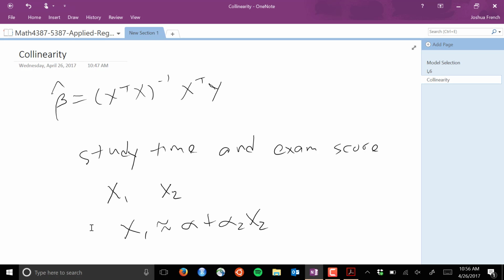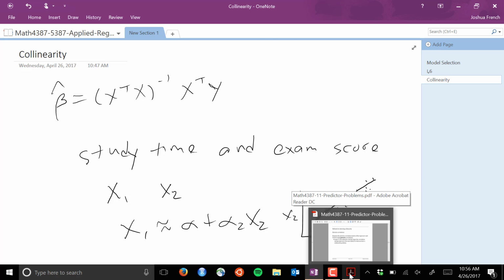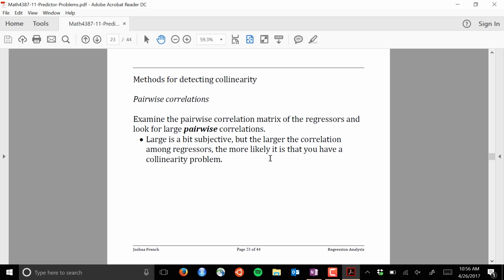And what this practically means is that if we plotted x1 and x2, we're going to see something like this. And in a plot like that, we can see very clearly that the correlation between x1 and x2 should be quite large. So one of the simplest ways of assessing whether there's a collinearity problem in our data set is to simply look at the pairwise correlations among all the regressors. And when I say large, it's very subjective. It really depends on the context. But if you see large values like 0.9 or 0.8 in your pairwise correlation matrix, that's evidence of a problem with collinearity in your data set.